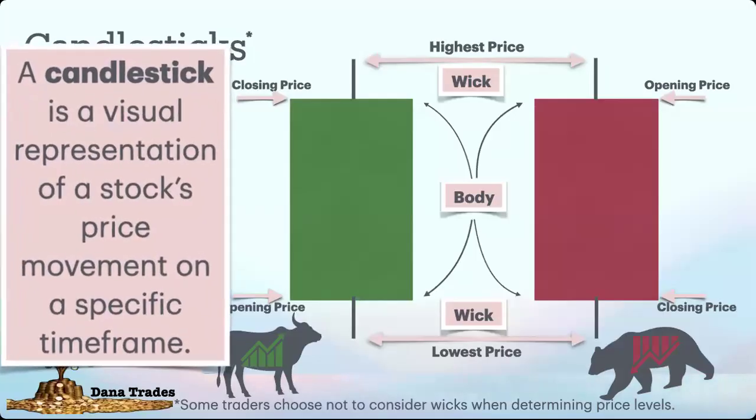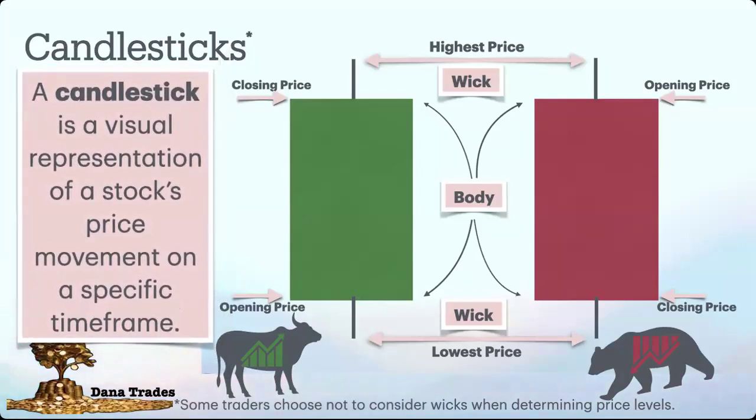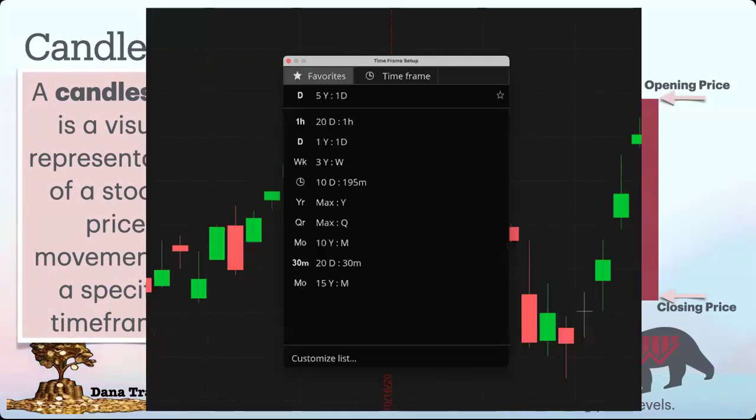A candlestick is simply a visual representation of a stock's price movement on a given time frame. Depending on your trading platform, you may be able to set your time frame anywhere from 1 minute all the way up to 1 year. So for illustration, if you set your time frame to the day, that single candlestick will show you all of the price movement for 1 day. If you set your time frame to the week, one single candlestick will represent a full week of price data.